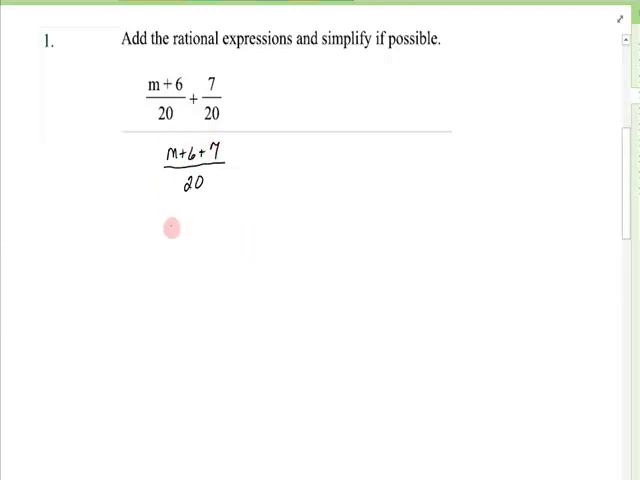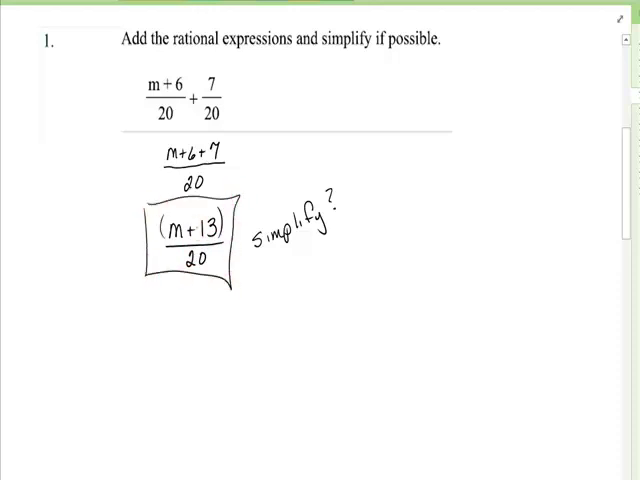Combine like terms. That's m plus 13 over 20. Now I have completed my addition. Always check and see, can you simplify? In other words, can you factor and reduce? You cannot factor m plus 13, and you can't do anything with 20, so you're done. You could put those parentheses on there, but you don't have to. All right, let's look at the next one.